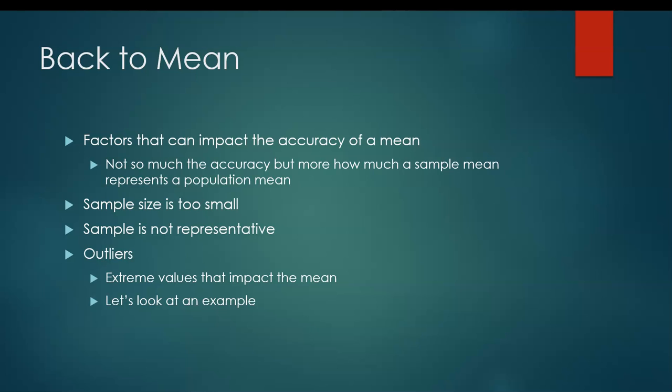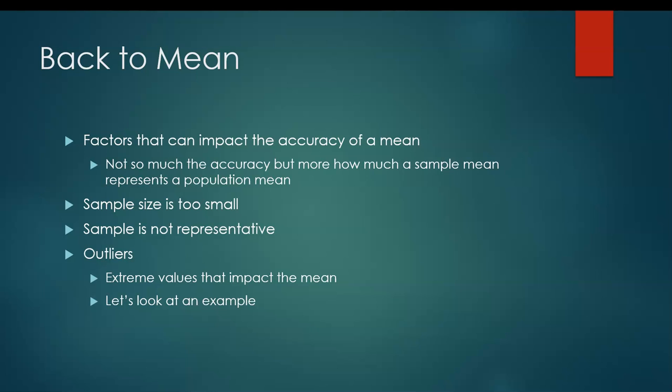So back to mean. We talked about this already, factors that can impact the accuracy of the mean. Not so much the accuracy, but more of how a sample mean represents the population mean. So these are things that can make it so that if you've drawn a sample of 100 students from Central Washington University and you're calculating the average age of those 100 students, here's how things could go wrong. And we already talked a little bit about if your sample size is too small, it can't truly be representative of the population. So that's where things can go wrong.